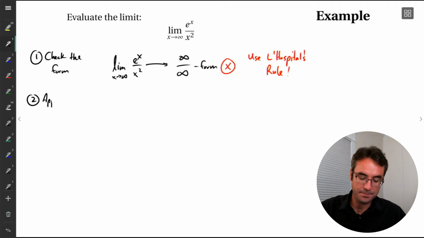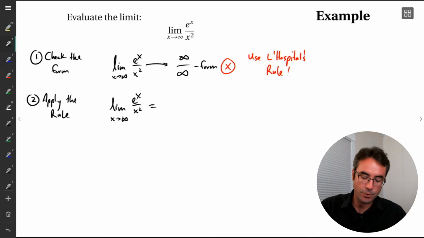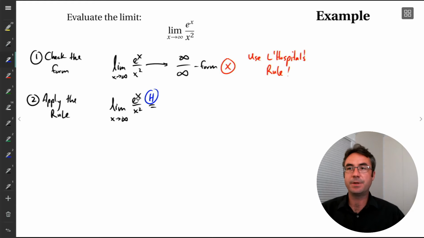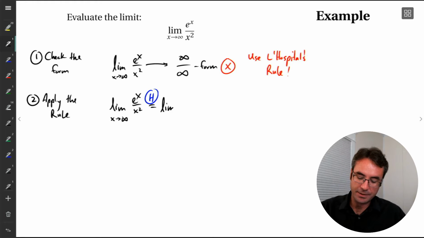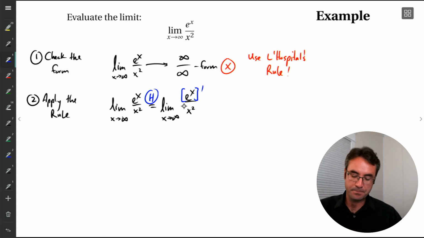We're going to apply the rule. So we're doing the limit of e raised to the x over x squared as x goes to infinity. And we're going to apply L'Hopital's rule. So that means we're going to differentiate the term in the top, differentiate the term in the bottom. We're still calculating the limit. All right, so our fraction was e to the x over x squared. And actually applying the rule means we apply the derivative to the top term, and we apply the derivative to the bottom term there. Then we're going to calculate those derivatives.